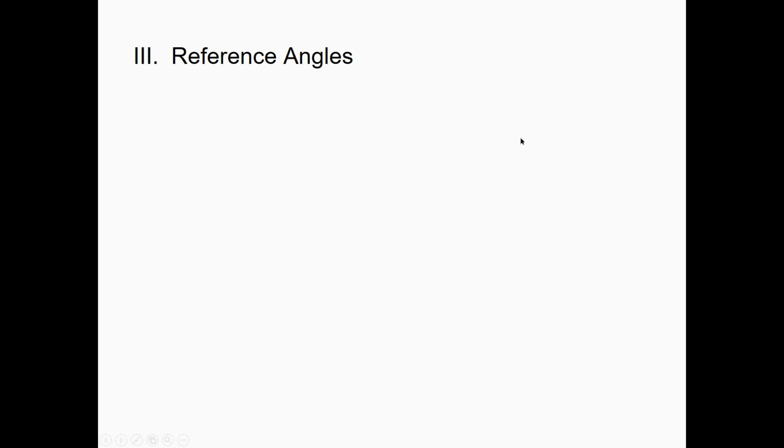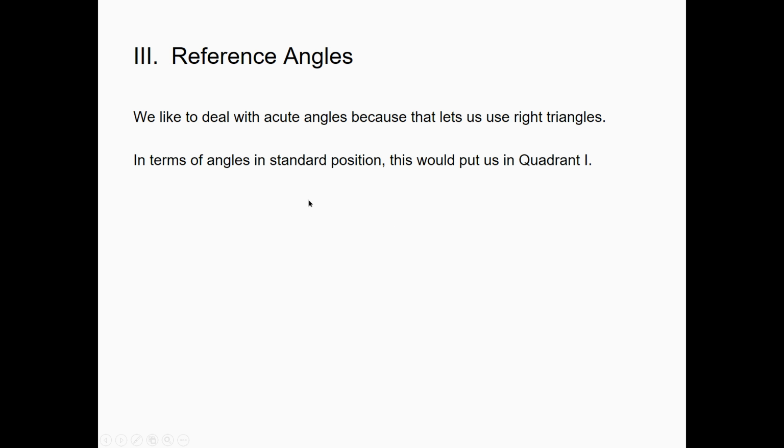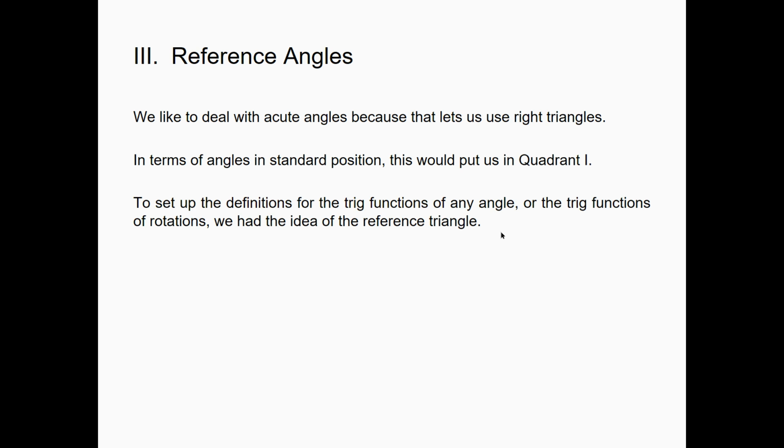Reference angles. Remember we had reference triangle, now reference angles. We like to deal with acute angles because that lets us use right triangles. Remember, acute angles are between 0 degrees and 90 degrees. In terms of angles in standard position, this would put us in quadrant 1, where both x and y are positive. To set up the definitions for the trig functions of rotations, we had the idea of the reference triangle.